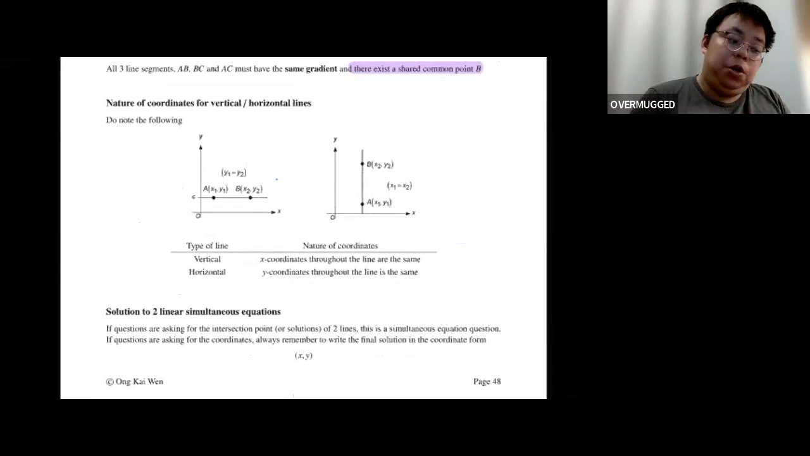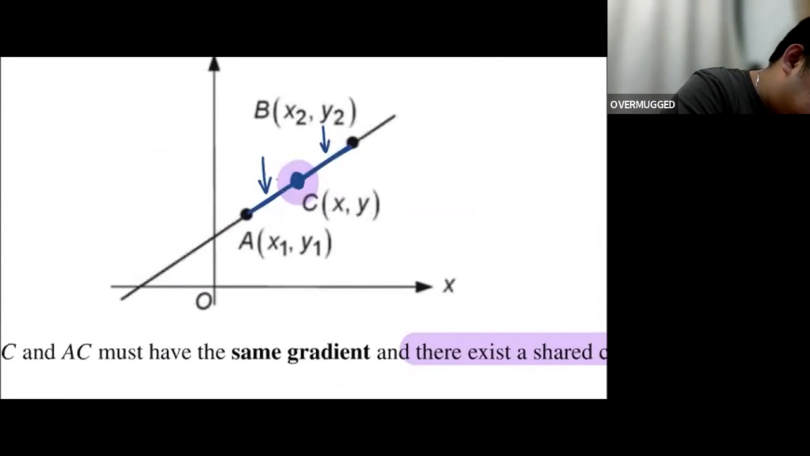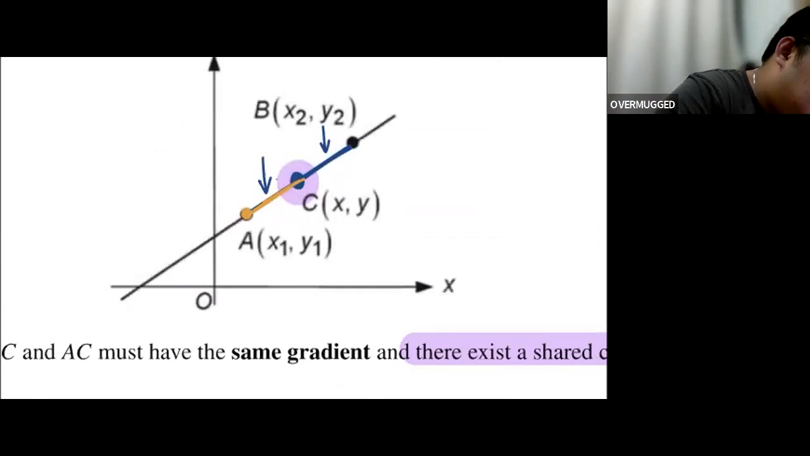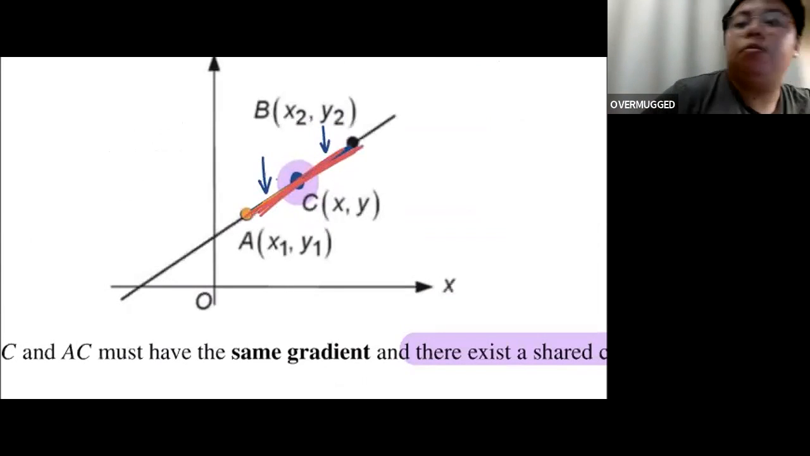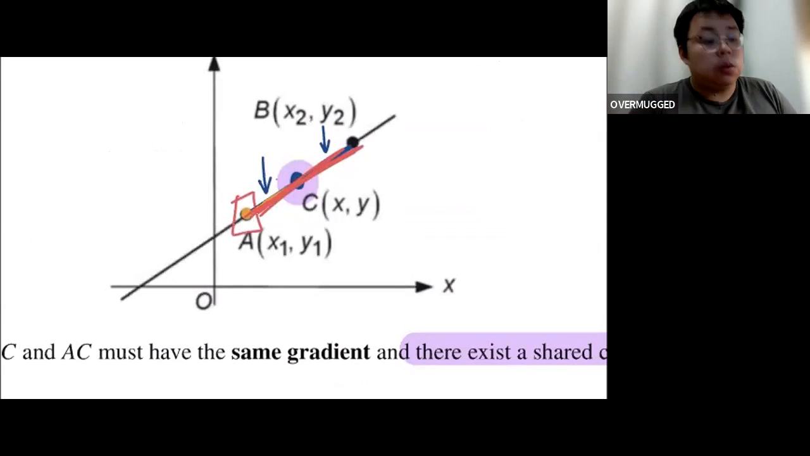Next, nature for coordinates of horizontal and vertical points. The common point does not 100% need to be in the middle. Sometimes it can be at the side as well. For example, you calculate the gradient of AC, and now you calculate the gradient of AB, and there's a common point of A. So this will tell you that these two lines start from the same origin point, and they have the same gradient. So obviously, they're all going to lie on the same line.